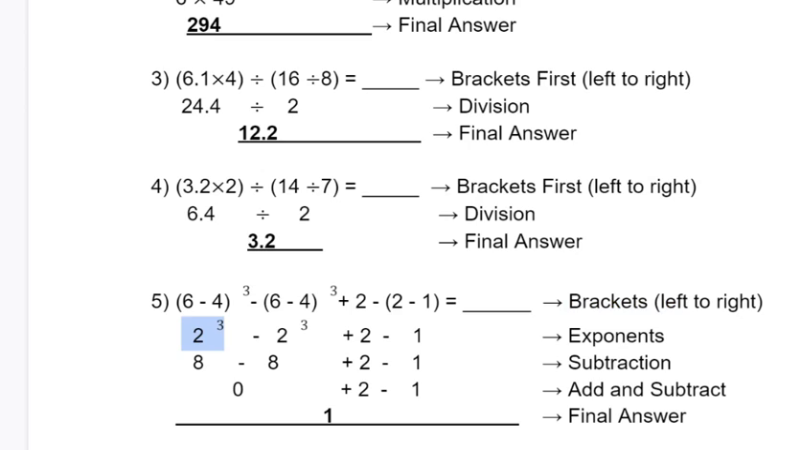We're going to just copy the exponent, copy the subtraction sign. 6 minus 4 is 2. Copy the exponent, copy the addition sign, copy 2, and then minus. And then the final bracket was 2 minus 1, which is 1.